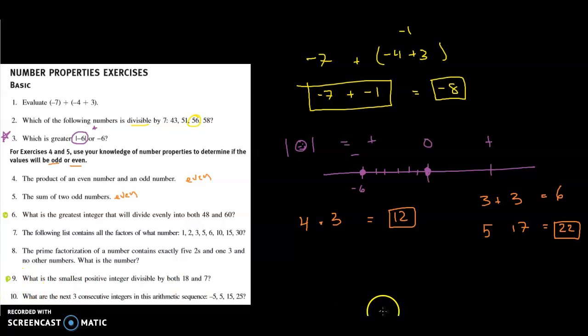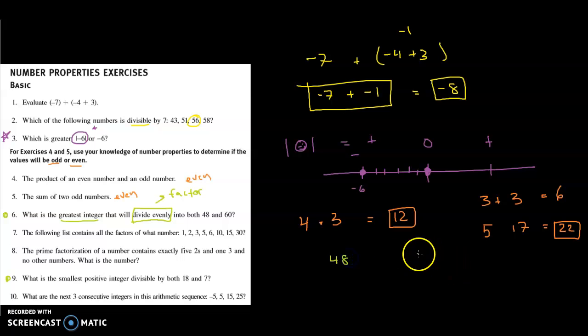The other ones should be relatively straightforward. Okay, what about 6? What is the greatest integer that will divide evenly into both 48 and 60? Okay, so if we're looking for something that will divide evenly into numbers, that means we're looking for a factor. What is the biggest number that can divide both 48 and 60?